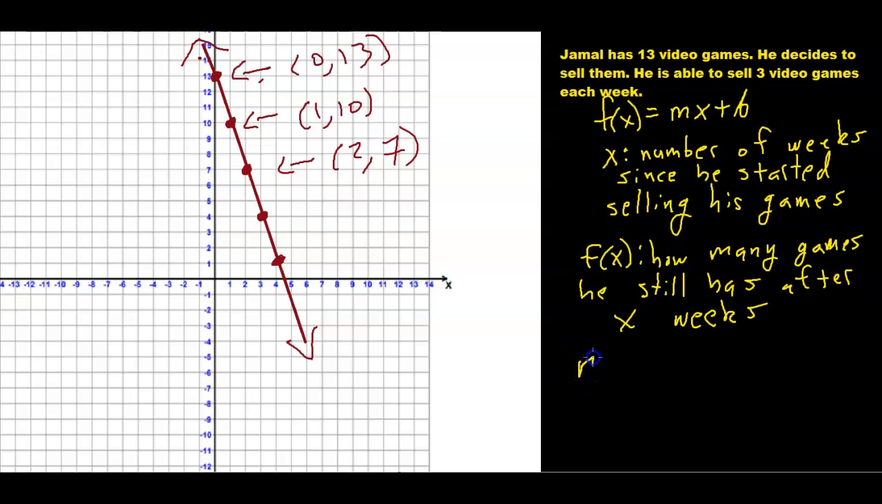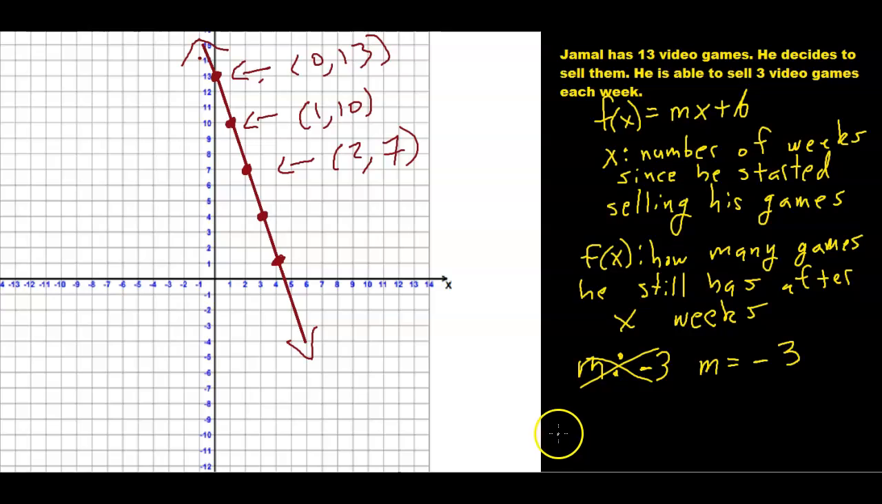So let's fill out the rest of our information here. Let's figure out what m means. Remember, m is the slope of this line, or the rate of change, right? What's the rate of change of this relationship? Well, he's decreasing the number of video games he has by 3 each week. So m in this case is going to be -3. Let me write m equals -3, because the rate of change is -3.